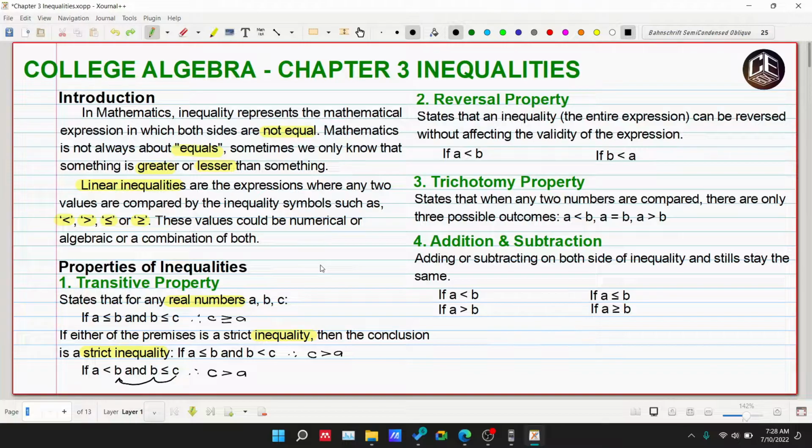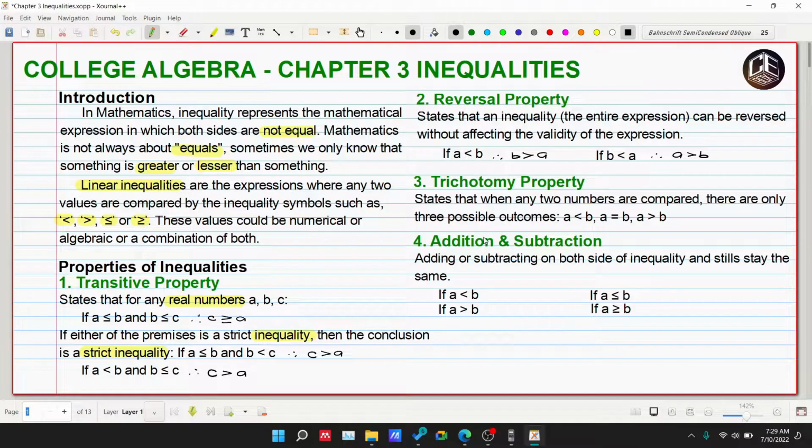It states that an inequality, the entire expression, can be reversed without affecting the validity of the expression. Kagaya ng ginagawa natin, di ba? Pwede natin siyang i-reverse. Okay? So, if A is less than B, therefore, we can say that B is greater than A. Or if B is less than A, therefore, we can say that A is greater than B. So, ganun ang reversal property.